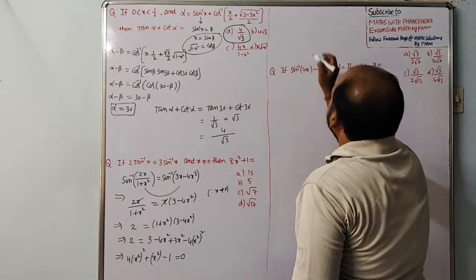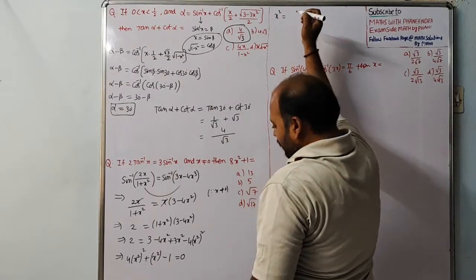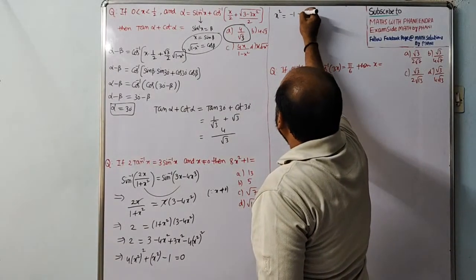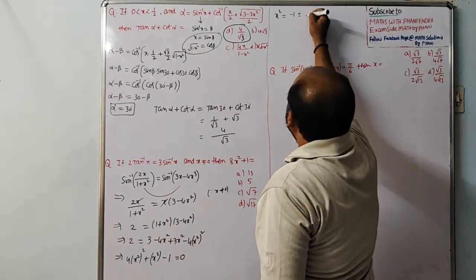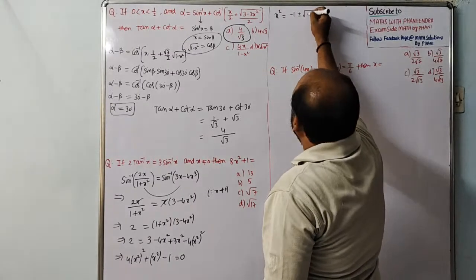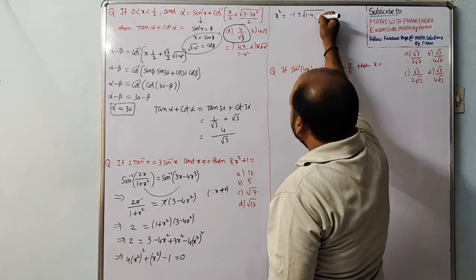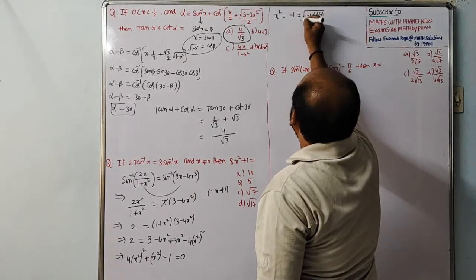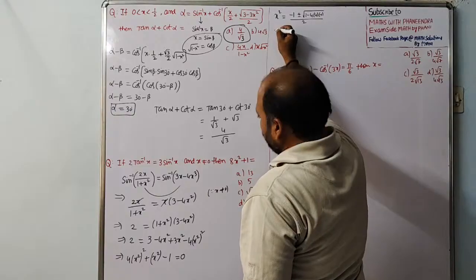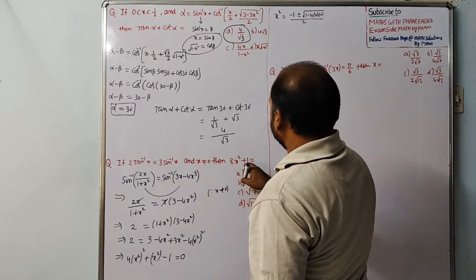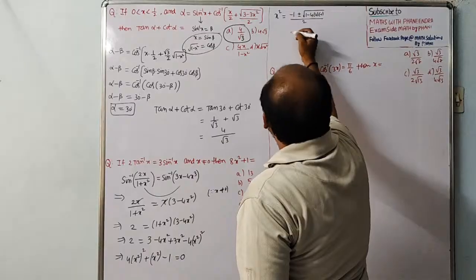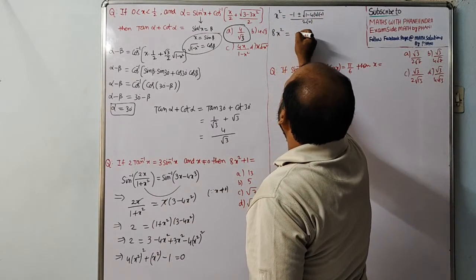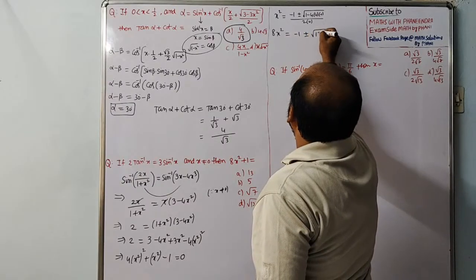So minus 1 x square equal to minus b plus or minus root over b square minus 4ac, that is 1 square minus 4 into a value 4 into c value minus 1, by 2a. They are asking to find 8x square plus 1. So 2a means 2 into 4, 8. Bring this side: 8x square equal to minus 1 plus or minus root of 17.